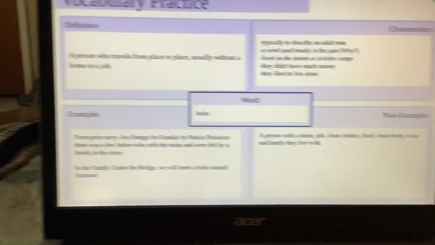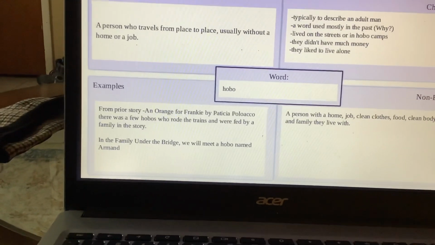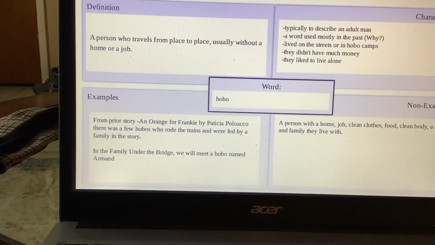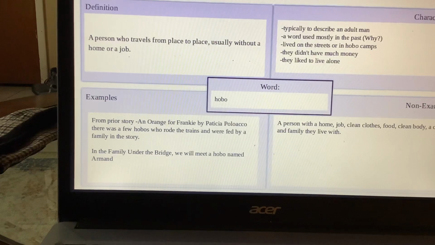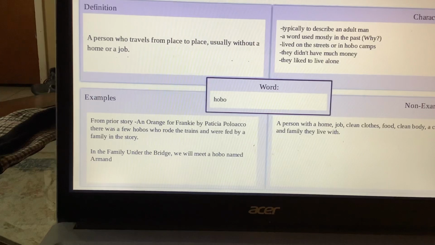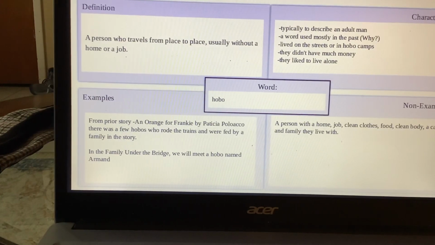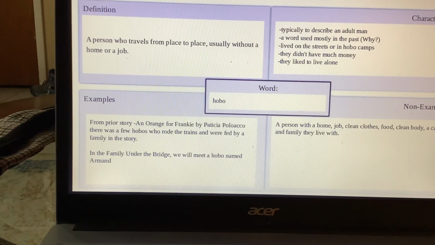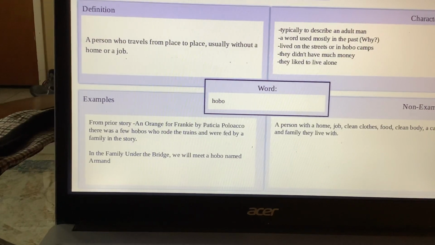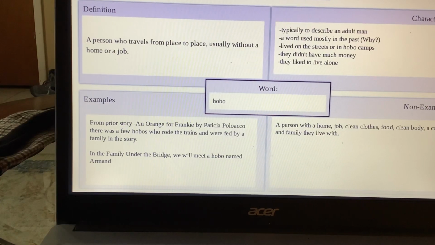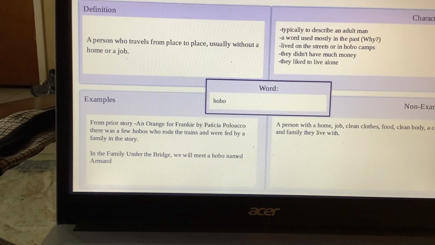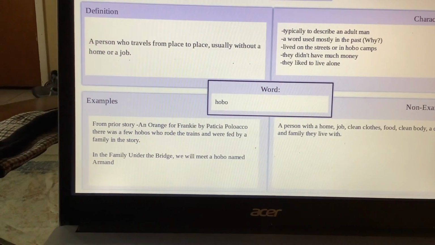And so we made some background knowledge pulls, some examples. We read a prior story called An Orange for Frankie by Patricia Polacco, and there were a few hobos who rode the trains. And then when the train stopped at this family's backyard, they were fed by this family. And actually the family gave them some clothes and helped clean them up. So it was a great story. That's another book I would suggest. But then I let them know in The Family Under the Bridge, we're going to meet a new hobo, and he is going to be our main character, and his name is Armand.